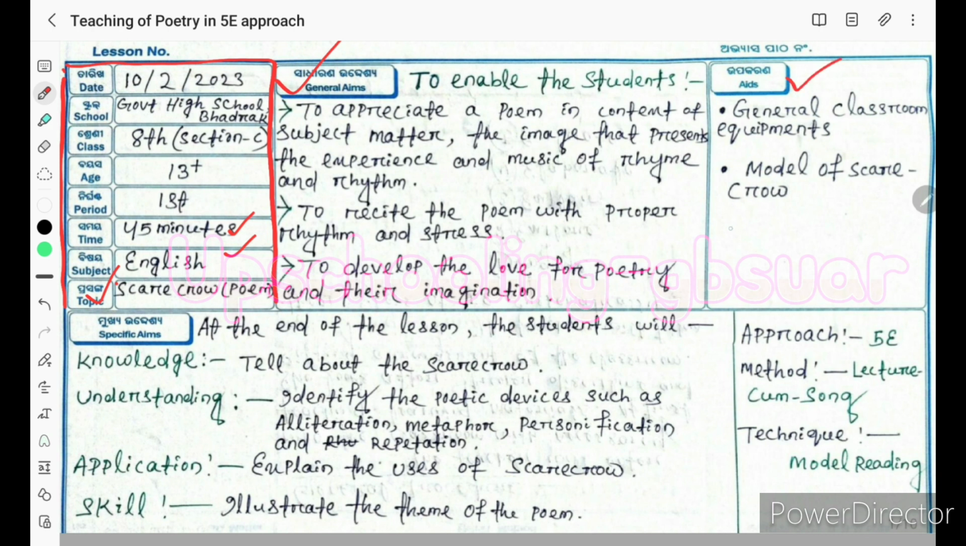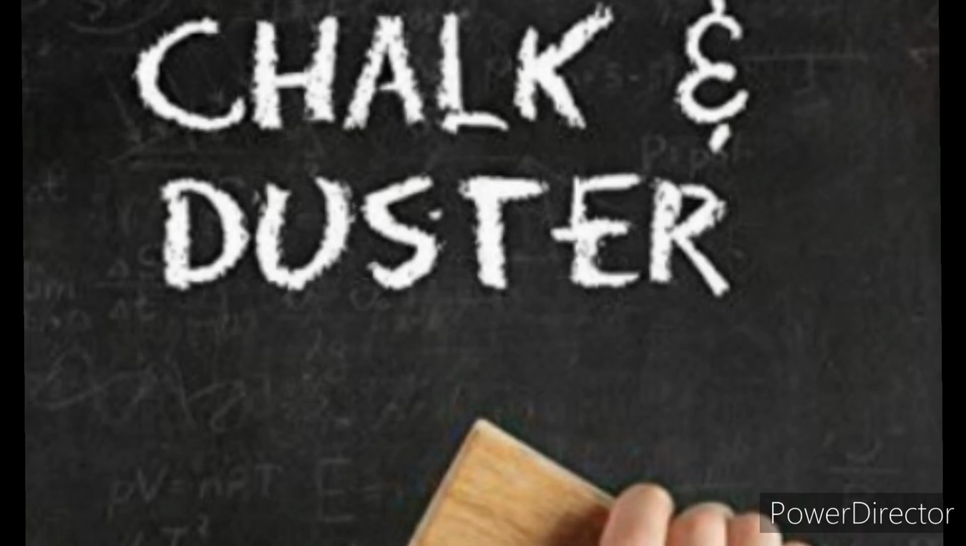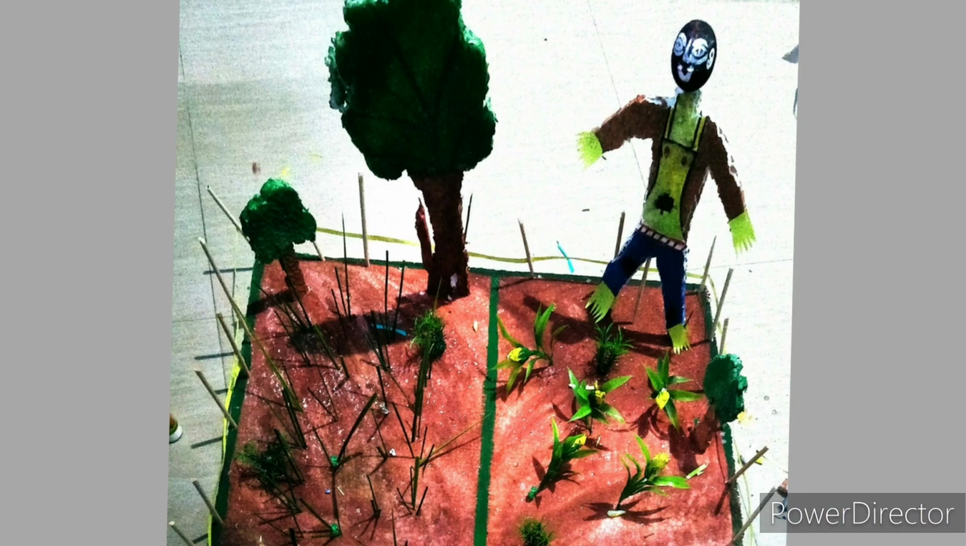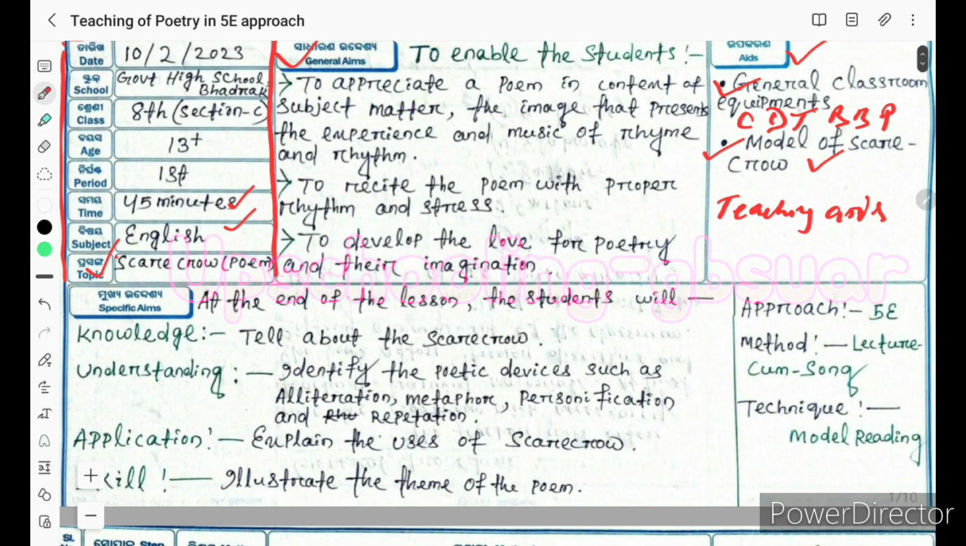In the upper right side, there are the teaching aids. Here I have taken the instructional aids according to my topic. I have taken the general teaching learning equipment such as chalk, duster, textbook, BB cloth, pointer and a model of a scarecrow.